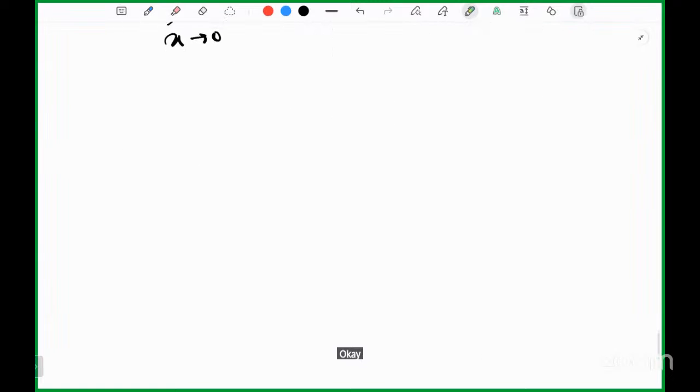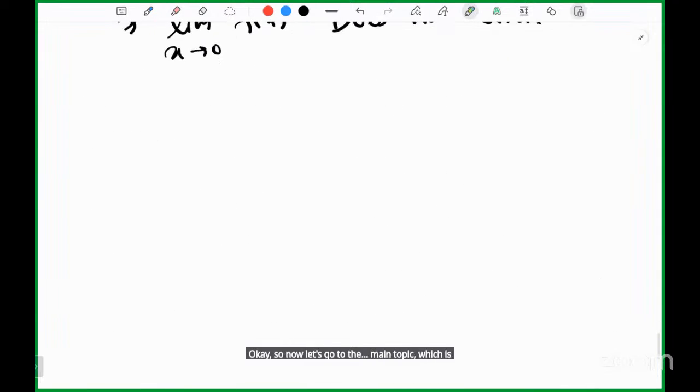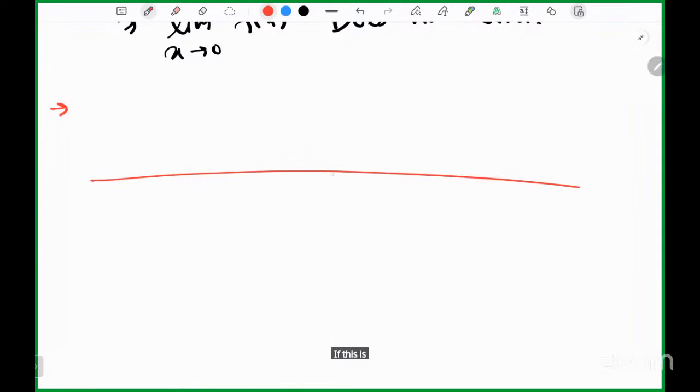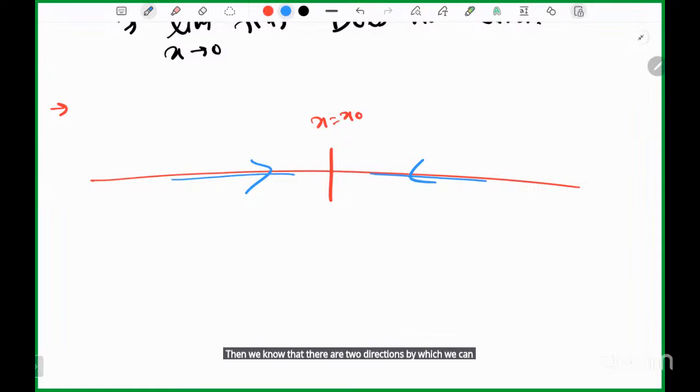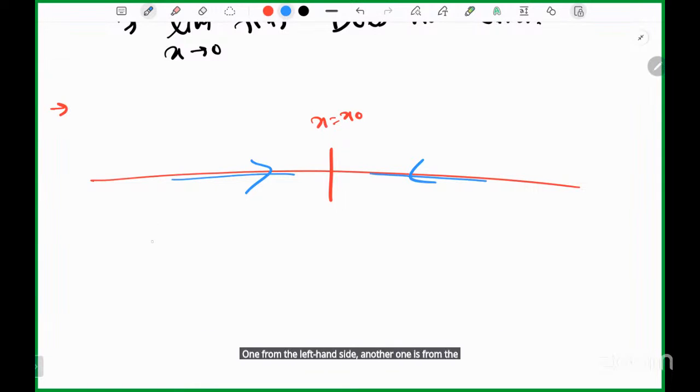Okay, so now let's go to the main topic, which is the left hand limit and right hand limit of a function. Again, if this is your real line, and this is a point x equals x0, then we know that there are two directions by which we can approach this point x0. One from the left hand side, another from the right hand side. So this is the left hand side.